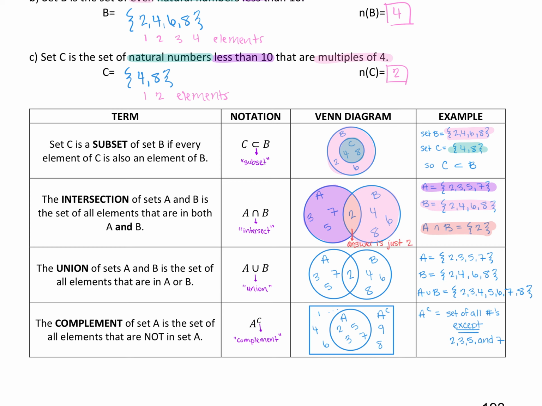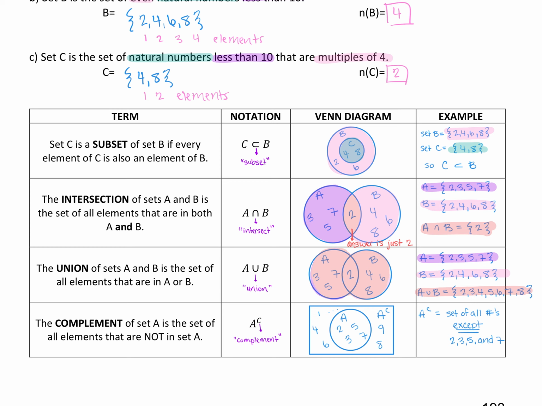So the answer is just the 2 when we talk about intersection. The union then is everything in set A. So set A is 3, 5, 7, 2, and set B is 2, 4, 6, 8. And then the union is talking about everything. So it's actually all of A and all of B. So both circles, all elements, is the answer when we're talking about union.